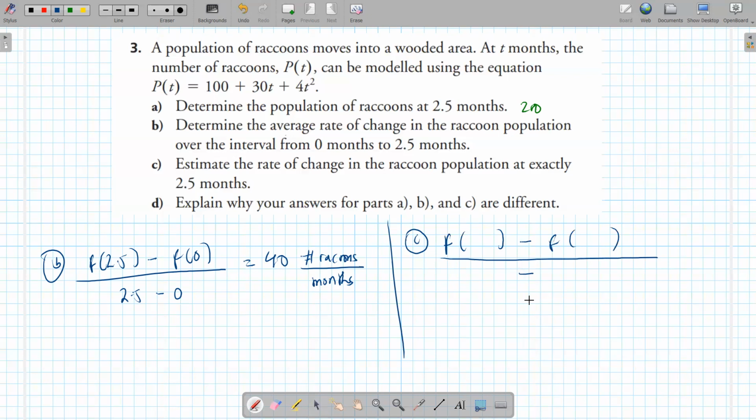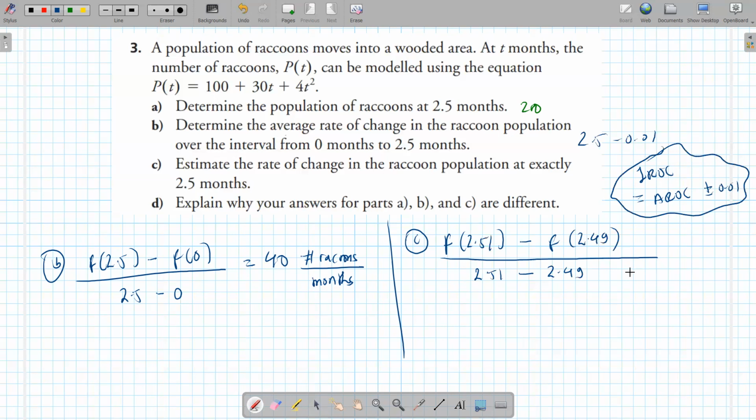You want to go up by 0.01 and you want to go down. If you go down by 0.01, what do you get? 2.5 minus 0.01. It'll be 2.49. Just up one, down one, okay? Same thing in the denominator, like that. And that will give you the instantaneous. IROC is basically just AROC, but your x value, you just want to go up and down by 0.01.